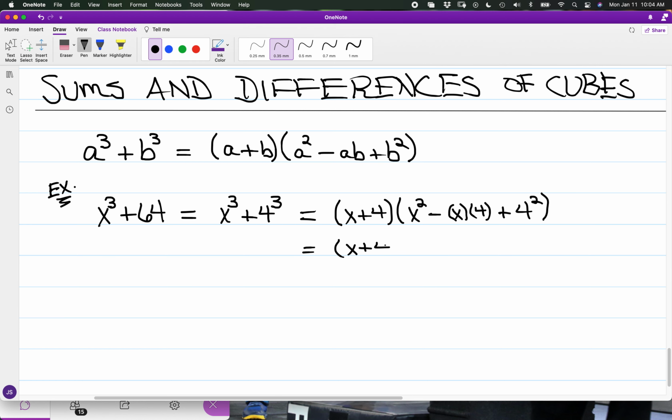So this will come out to the quantity of x plus 4 times that of x squared minus 4x plus 16. Okay, and if you're to multiply these sets of terms together, your result will come out to x cubed plus 64. And we will be looking again into polynomial multiplication and division, especially if you have going outside the realm of binomial expressions.